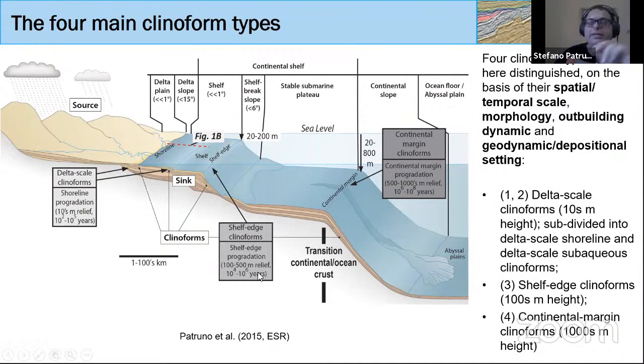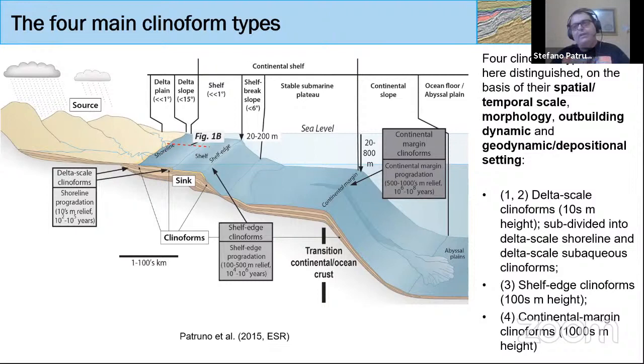Because we will see the speed of progradation of these clinoform bodies is very different. The small guys, particularly the shoreline clinoforms, are very fast. They can prograde extremely fast during each single regressive transgressive cycle. That's obvious why, because there is less accommodation space there and there is more sediment input. You are close to the river mouth and there isn't a lot of water depth.